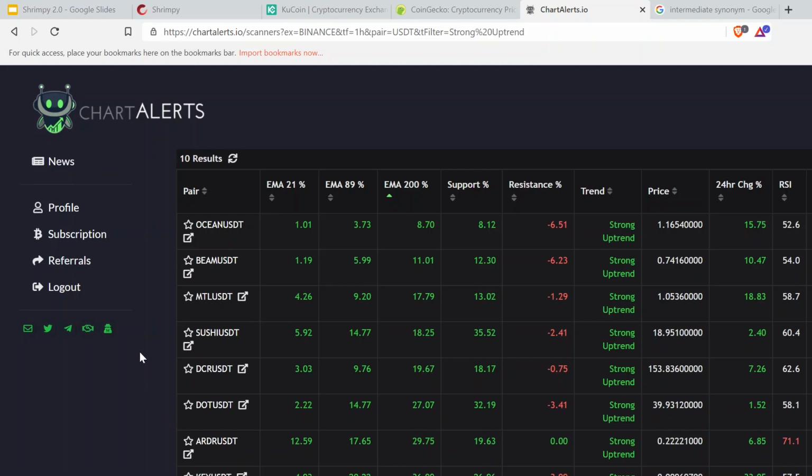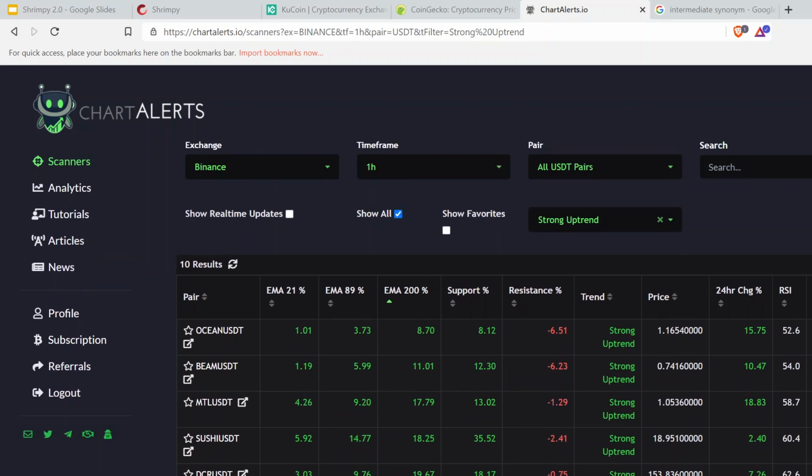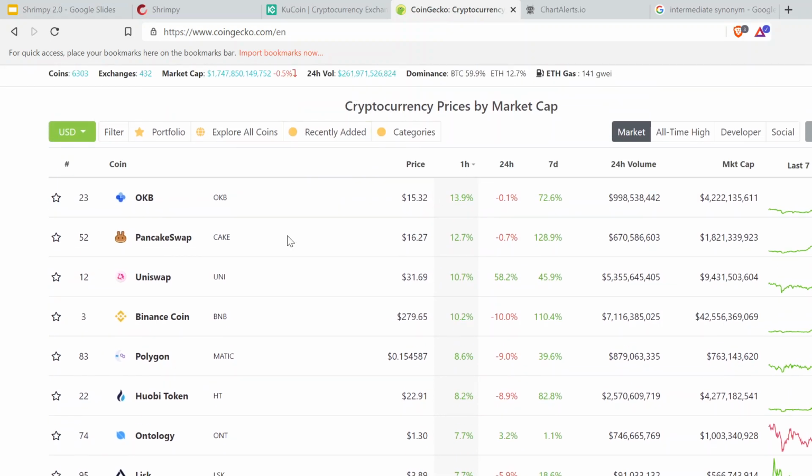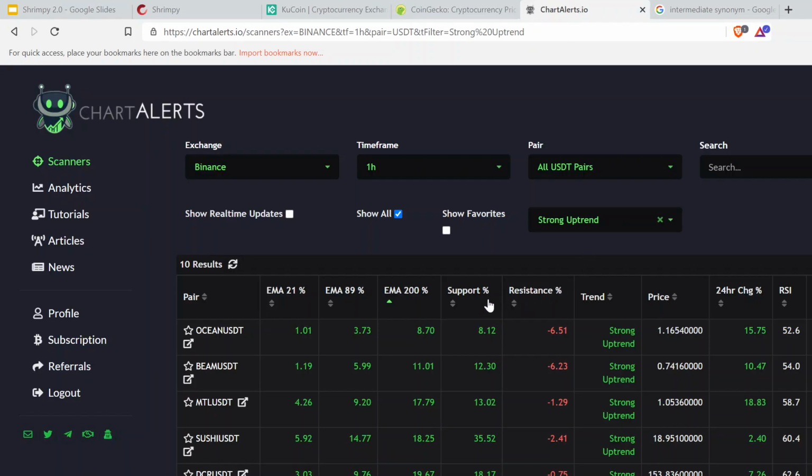Again, it's such a powerful tool, and it saves you so much time. When I first got into crypto, I'd spend a lot of time trying to find coins that are uptrending, or looking at charts and trying to find if something's at support or at resistance. This gives it to you. It's such a cool tool to use.